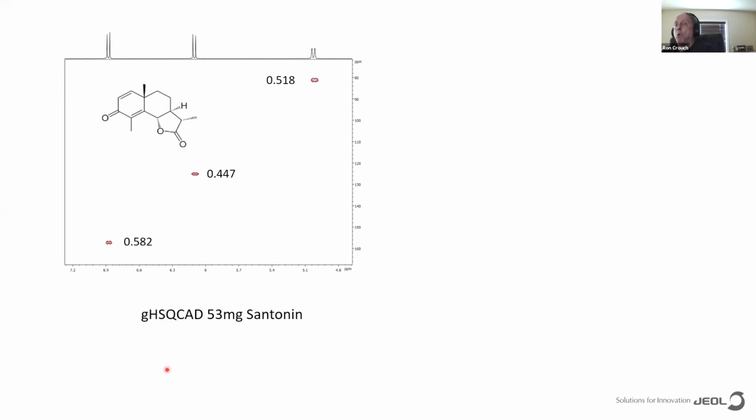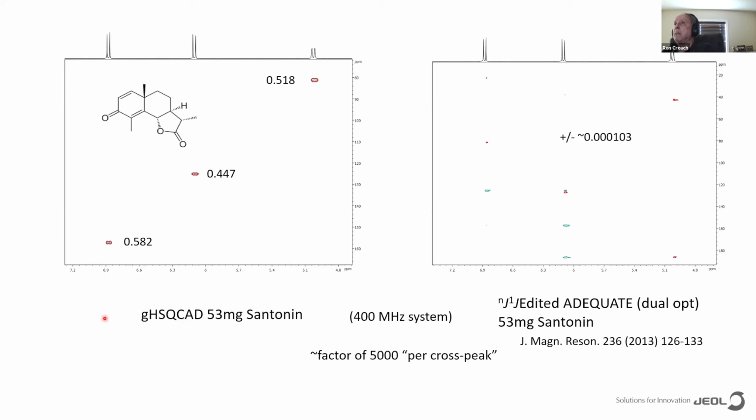So let's look at a more germane sample. This is an HSQC0 on 53 milligrams of santonin. Let's back up again. Now, here is an extremely low sensitivity experiment. This is in a 400. This is an overnight attempt to acquire a 1J(NH) dual optimized ADEQUATE on this sample, okay? Very low sensitivity experiment. So I get some cross peaks. The relative cross peak intensities that we're seeing here are 0.0001 relative to, say, call it 0.5. So we're looking at about a factor of 5,000 in cross peak intensity based on this single result.